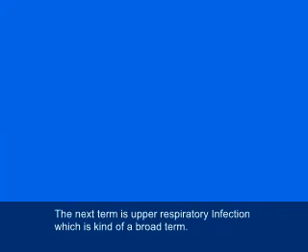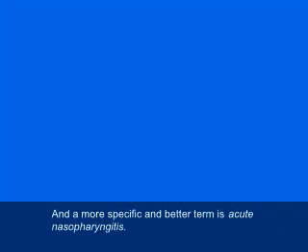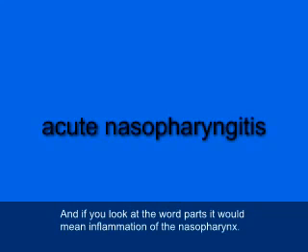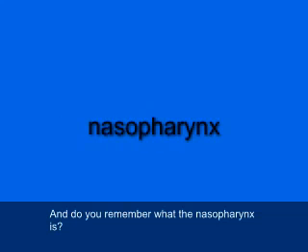The next term is upper respiratory infection, which is kind of a broad term. And the more specific and better term is acute nasopharyngitis. Acute, then nasopharyngitis, and then finally itis. And if you look at the word parts, it would mean inflammation of the nasopharynx. And do you remember what the nasopharynx is?